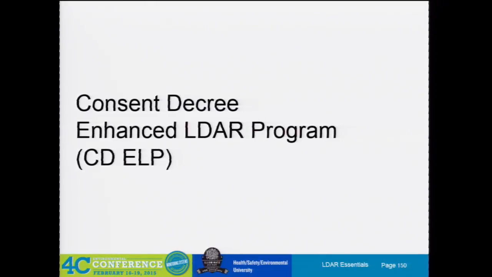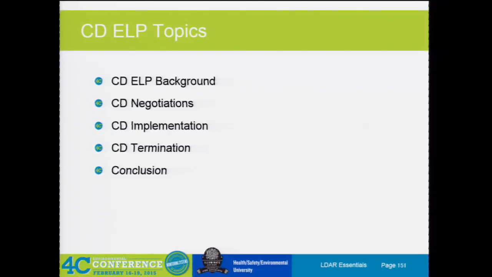ELP stuff. You probably know a little bit about this from BP or something. ELP backgrounds, negotiations, implementation, termination, and then a conclusion. So a few parts to talk about on here.